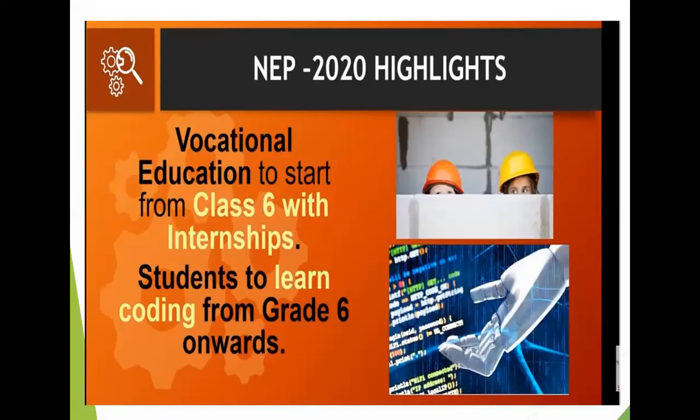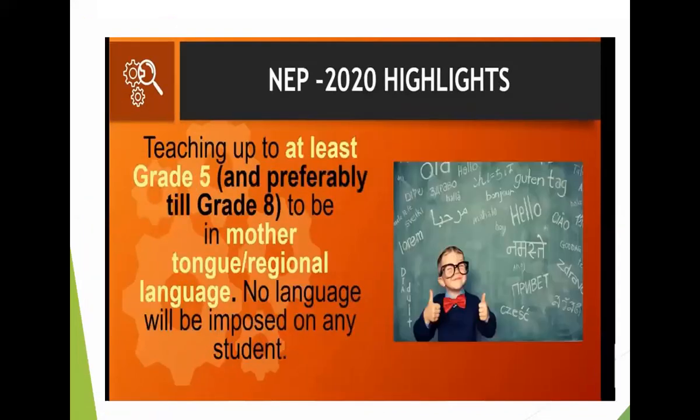Vocational education to start from class 6 with internships, and students to learn coding from grade 6 onward. And second highlight, teaching up to at least grade 5 and preferably till grade 8 to be in the mother tongue or regional language. No language will be imposed on any students.